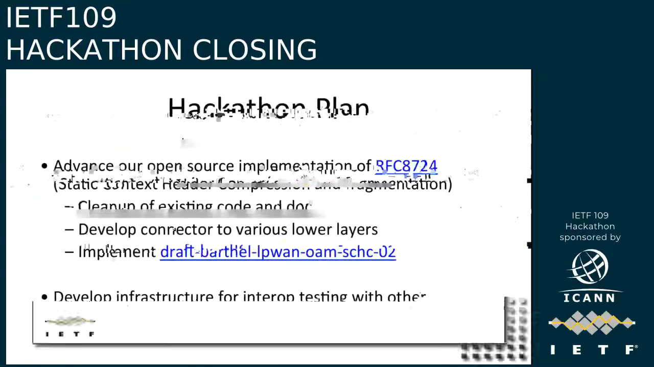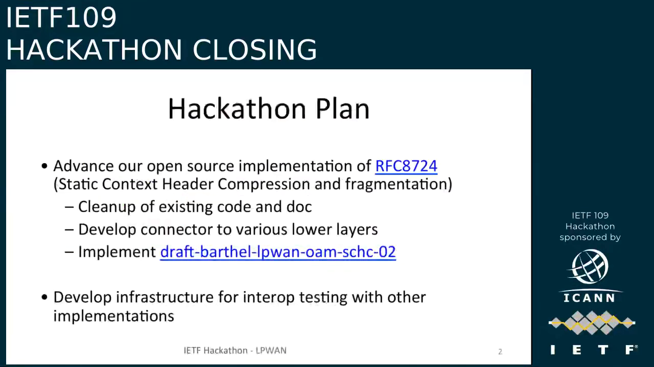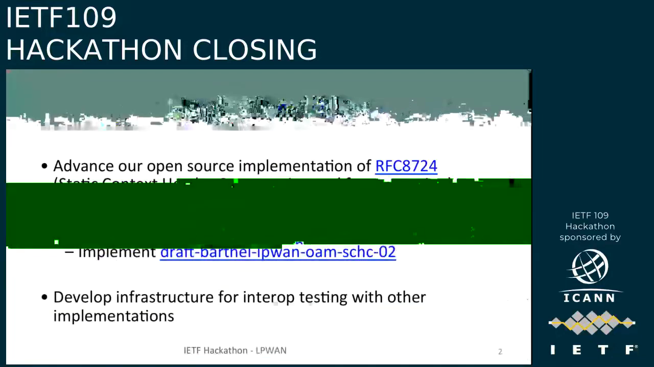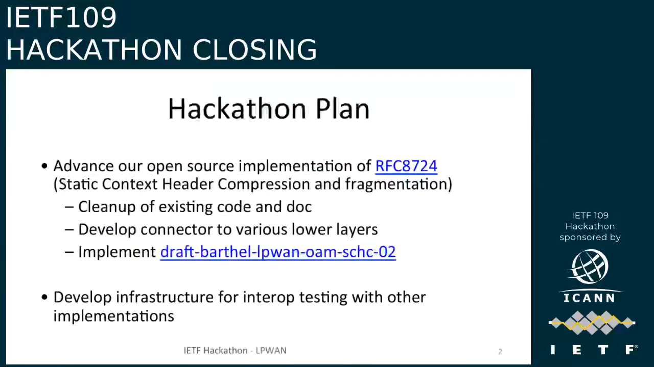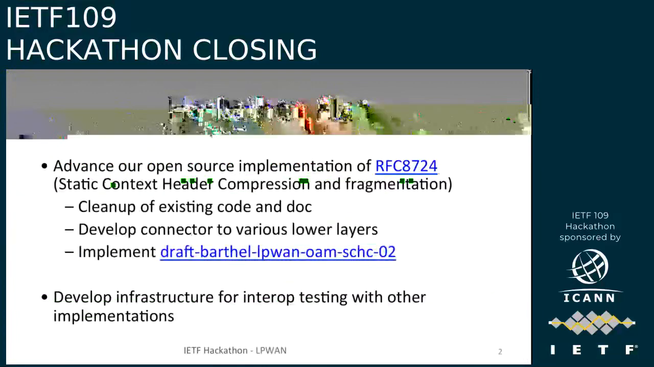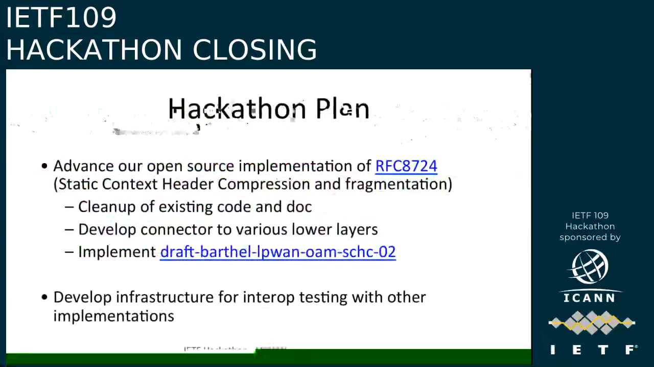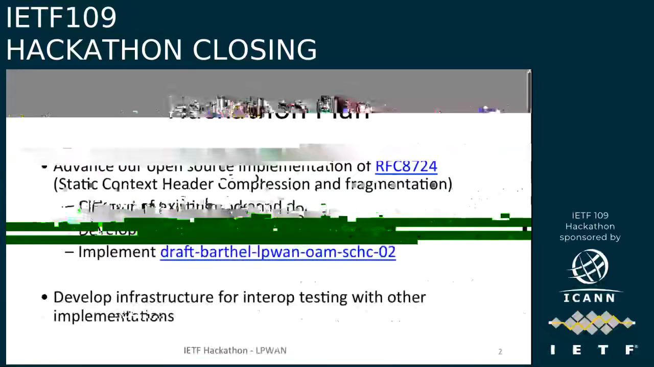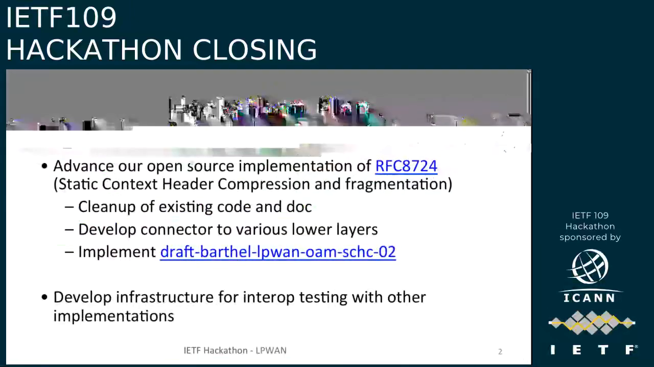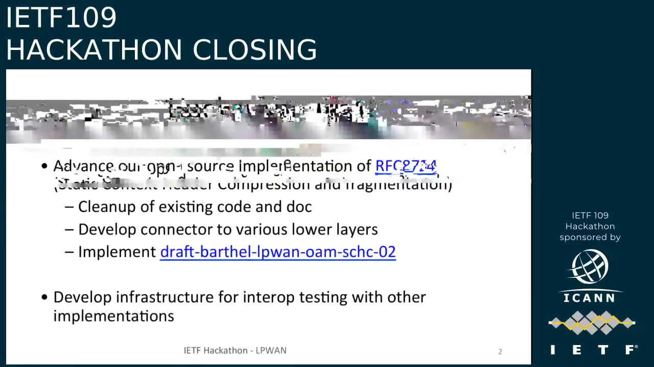And also, as I'm going to show in the next slide, develop connectors so that we can use that compression technology over existing networks such as LoRaWAN or Sigfox or NB-IoT more easily. And also this time we wanted to implement a few features of a draft that we have at the LP1 working group. It's still work in progress. It's not even adopted by the working group yet, but it's one of the extensions that we want to specify on top of RFC 8724. And also, we want to, if you implement it, commercial or academic, make sure we can do some interop testing between them going forward.